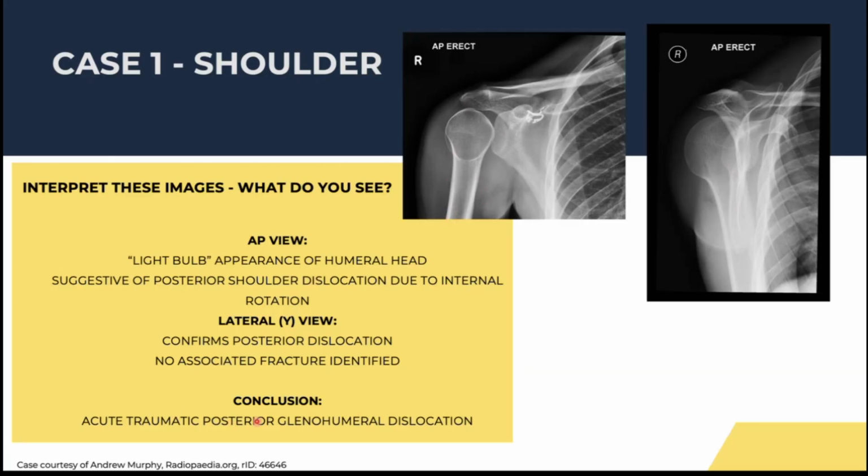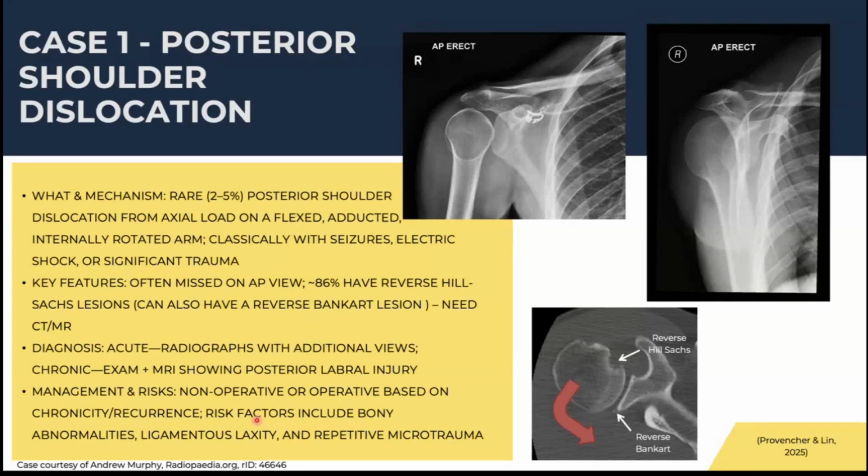And the conclusion is that this is an acute traumatic posterior glenohumeral dislocation. This is rare. It's about 2 to 5% of shoulder dislocations, and it's usually from an axial load on a flexed, adducted and internally rotated arm, classically seen with things like seizures, electric shocks, or a significant trauma. In this case, this patient has had a significant trauma. They're in a motorbike accident. Key features: they can sometimes be missed on an AP view, and around 86% have what we call a reverse Hill-Sachs lesion, or can also have a reverse Bankart lesion, and they'll need a CT and MRI.